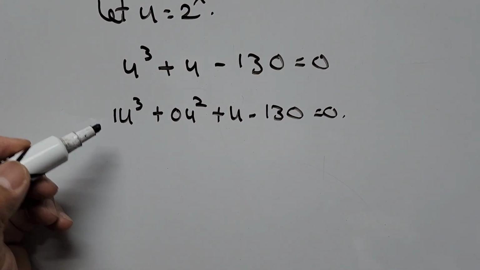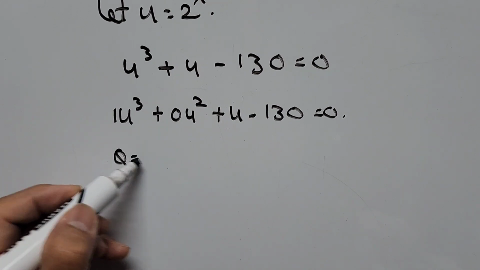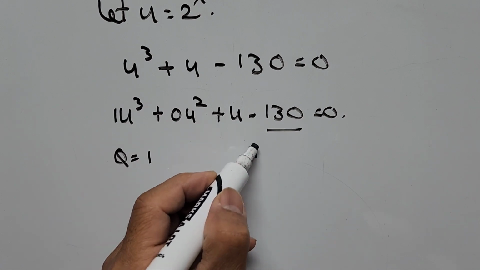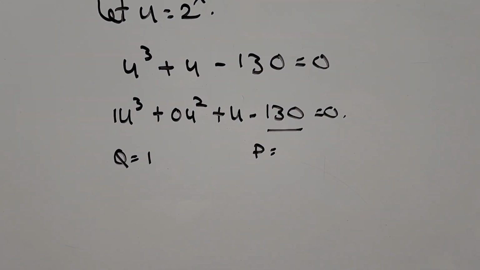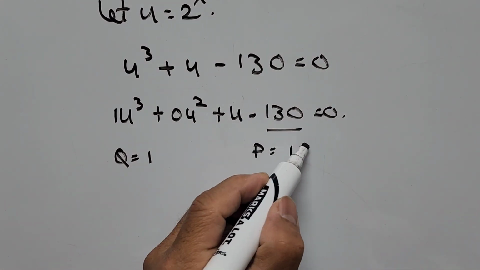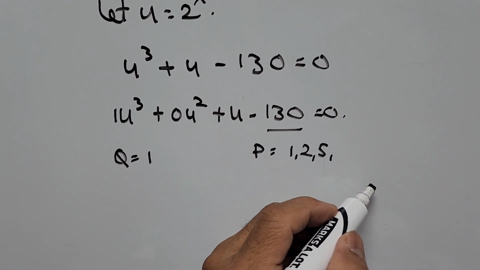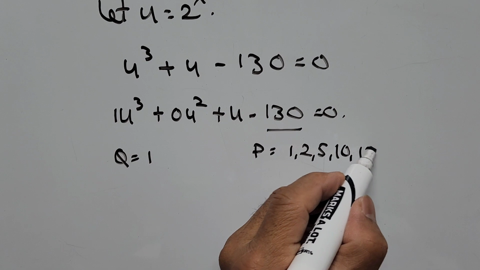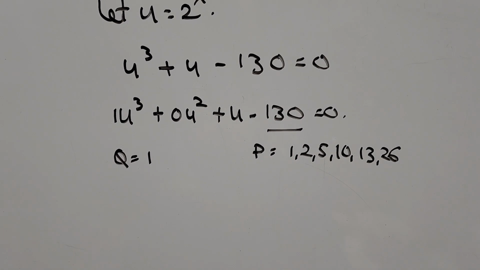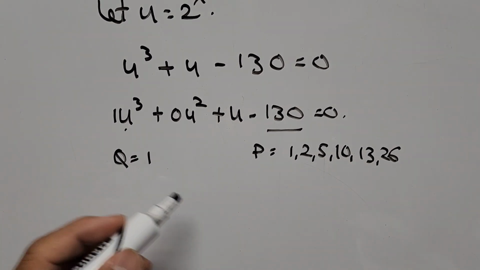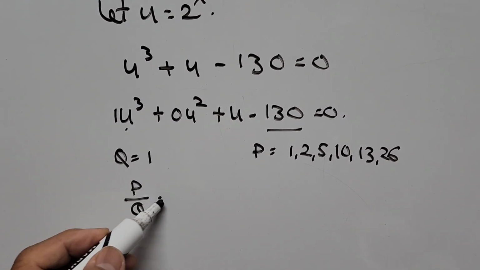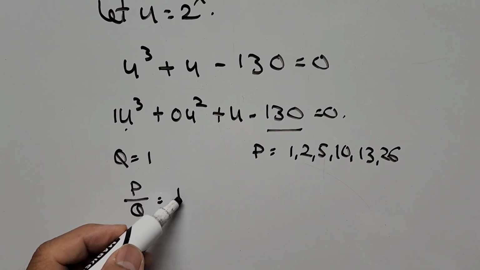So from here, let's focus on the first term of the cubic equation. The coefficient is 1. So let's designate that as q. And let's focus on the constant 130 as p. And we're taking all the factors of 130. So here we have 1, 2, 5, 10, 13, and 26. So from here, we're trying to find the possible values of u by dividing p with q. So we have p divided by q. There will be all the possible values in terms of positive, negative.